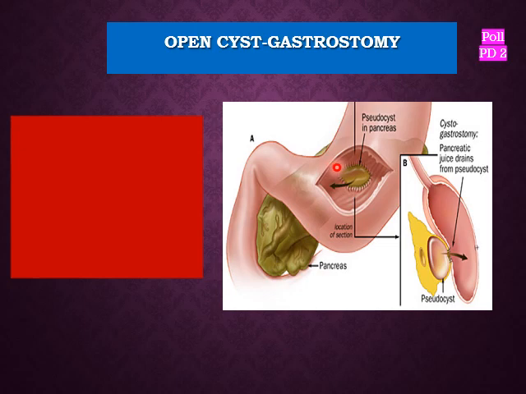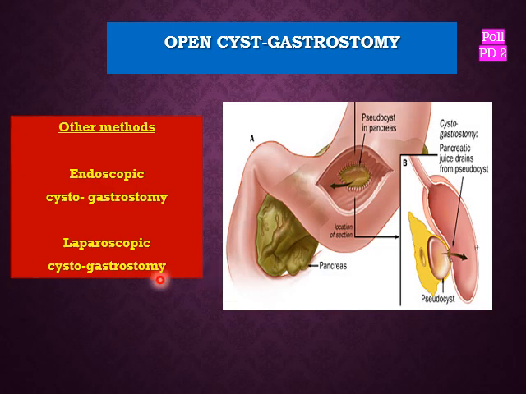Okay, this is the opening in the posterior wall where there's a running continuous suture placed between the posterior wall and the mature pseudocyst wall, thereby creating a large fistula. Other methods which I said can be endoscopic cystogastrostomy or laparoscopic cystogastrostomy.